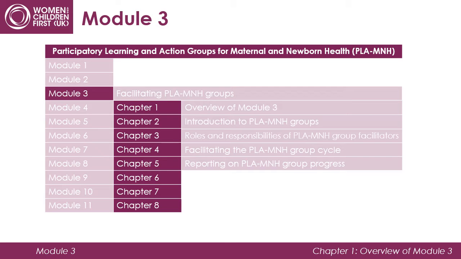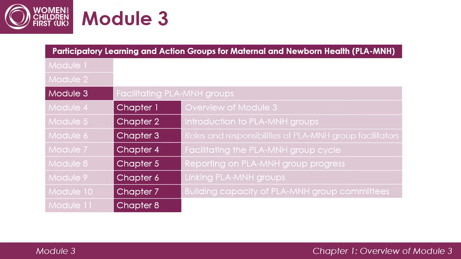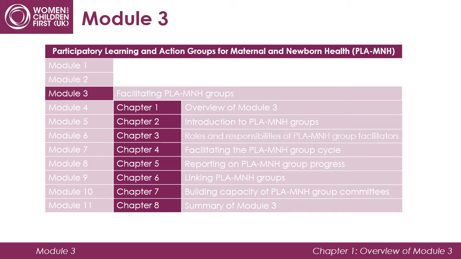Chapter 5 explores the PLA-MNH group reporting system. Chapter 6 explores how PLA-MNH groups can link with other individuals, groups, communities, and organizations to achieve their objectives. Chapter 7 explores what knowledge and skills PLA-MNH group facilitators need in order to build capacity of PLA-MNH group committees. And finally, Chapter 8 provides a summary of Module 3.